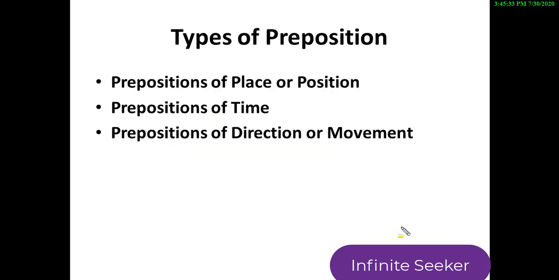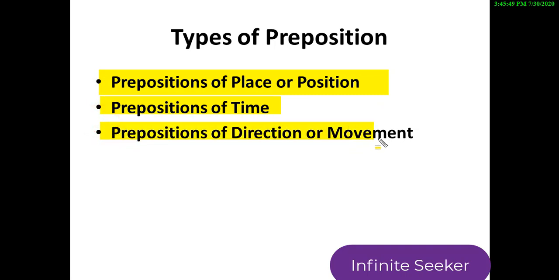Let's look at the types of prepositions. There are basically three types of prepositions. The first one is prepositions of place or position. The second one is prepositions of time. And the third is prepositions of direction or movement. So these are the three types of prepositions, and we will discuss them one by one.